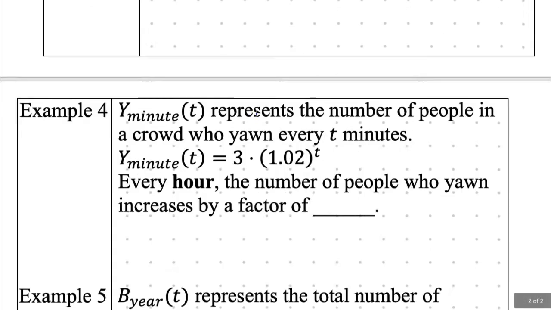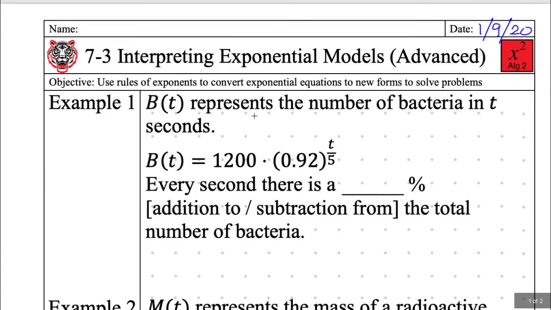I think, are there only 3 examples? No, there's 5. Oh yeah, because there's 2 assignments. So you have 2 homework assignments tonight. Binder check tomorrow, test tomorrow.